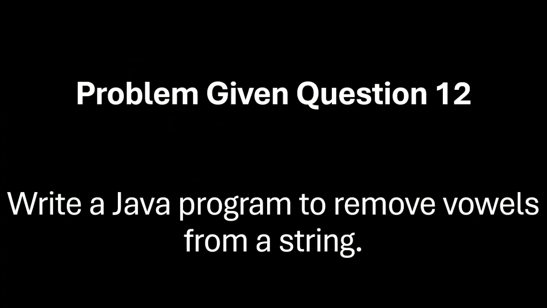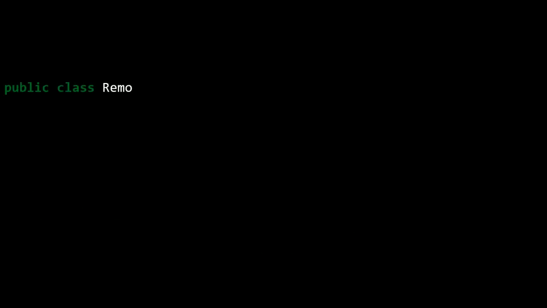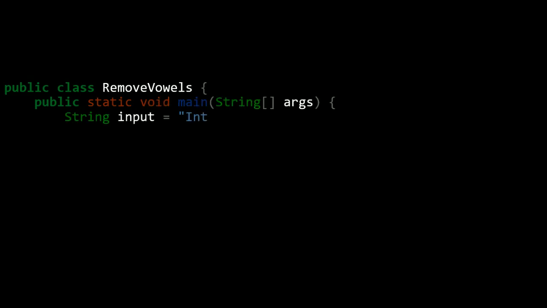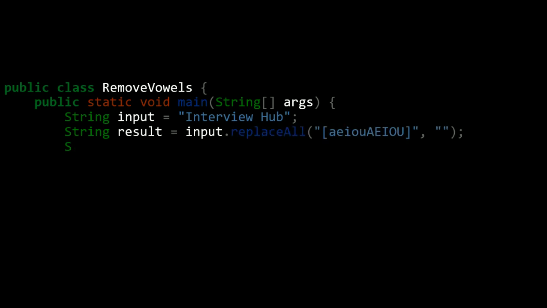Now let's move to question number 12, write a Java program to remove vowels from a string. This one is also one of the important questions for freshers who are appearing for the core Java interview. So in this particular program, we have given one input string, interview hub, right? And then after input dot replaceAll A, E, I, O, U, small as well as capital.